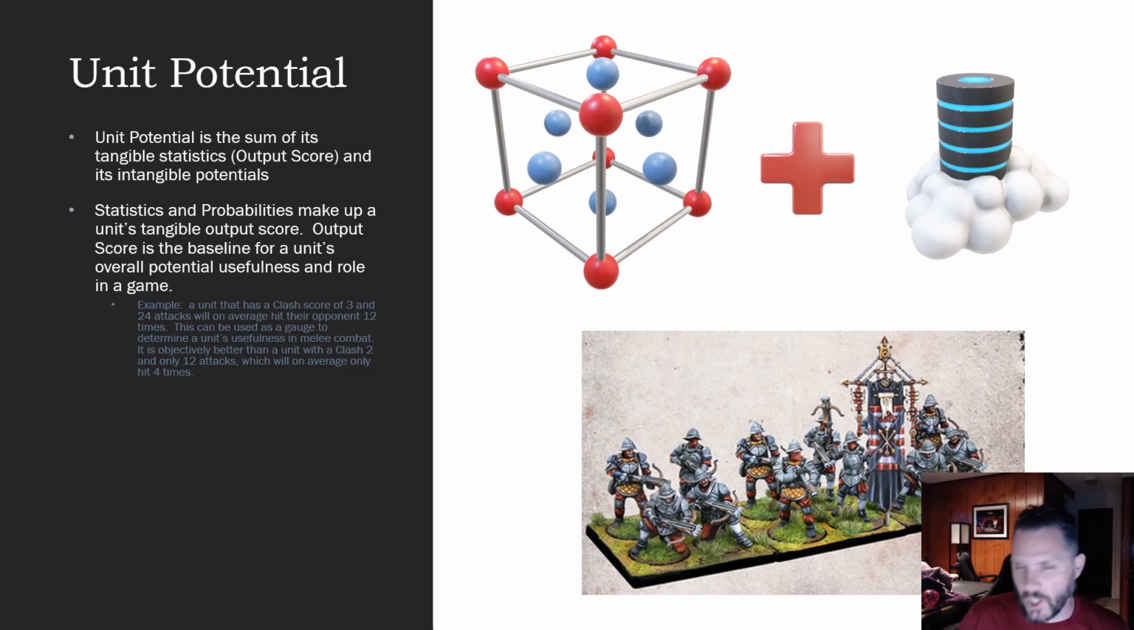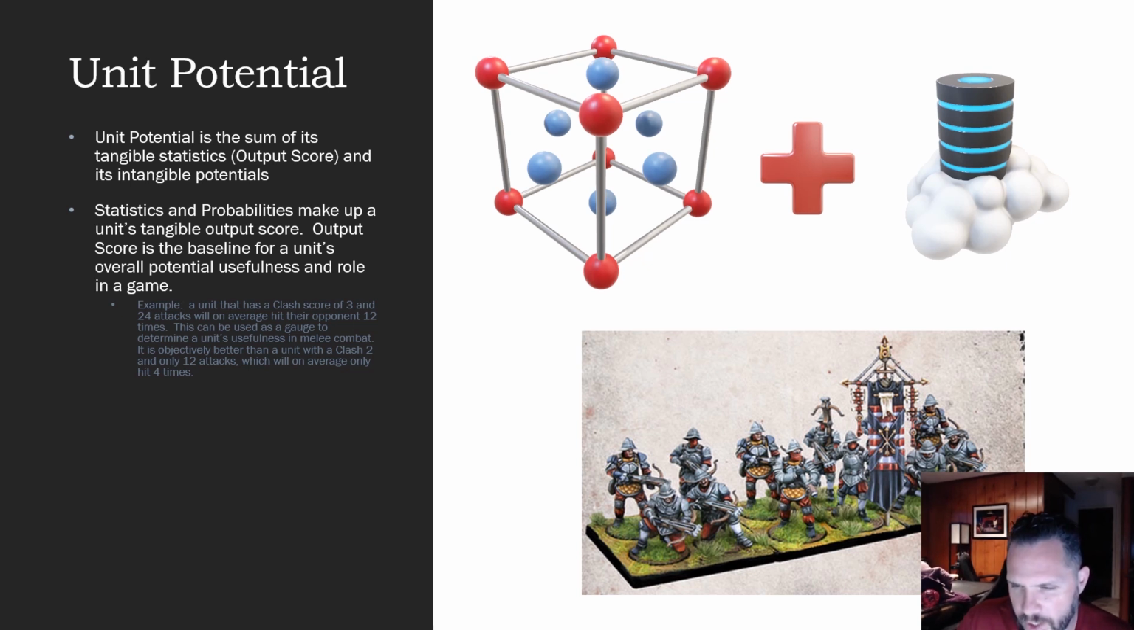So we know clash value 2. We know it costs 100 points or whatever they cost. Based off of that, you can get an output score. You know its defense. You know how much damage it can, on an average, take before it's gone. You can use all of that to get a baseline score for quite a bit of things, and to get a feel for what it should be doing in any given game. And I give an example here on the slide.